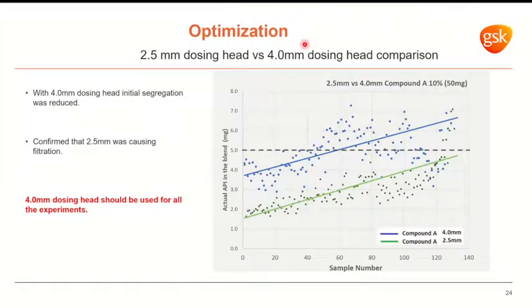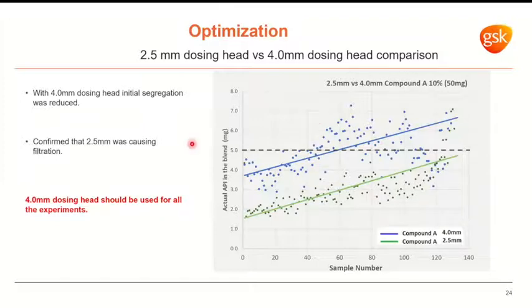So we took this to our method, but before doing that we have to decide what kind of dosing head to use. When I introduced you to the dosing head, I told you that there were two kinds of dosing head. One was the 2.5 millimeter dosing head and one was the 4.0 millimeter dosing head. So first we have to decide which dosing head to use.